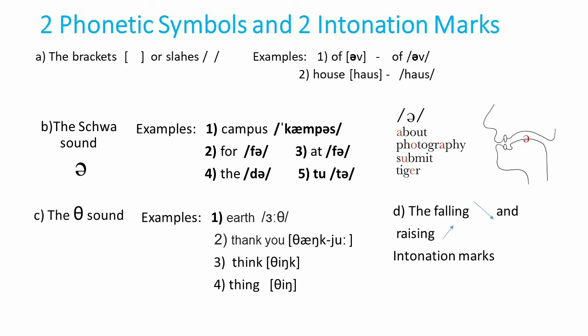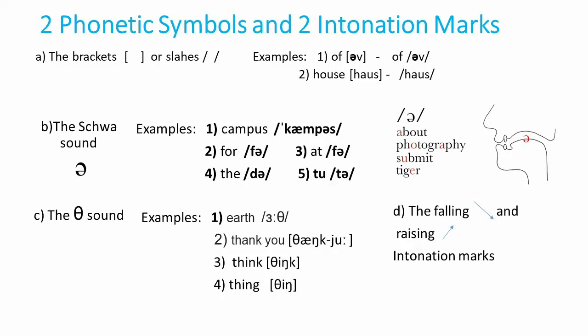In the second place, I'd like you to pay attention to one of the most important sounds in English, which is called the schwa sound. This is one of the most pronounced vowel sounds in the English language. Here you have a diagram of how that sound is made in your mouth.